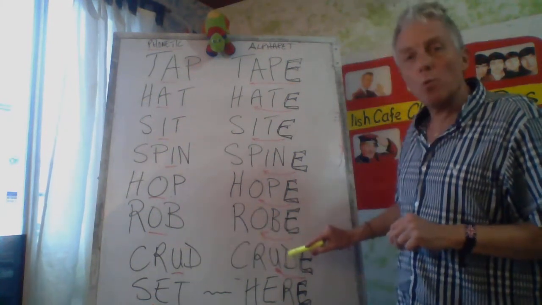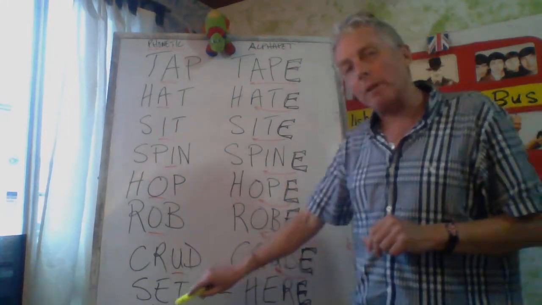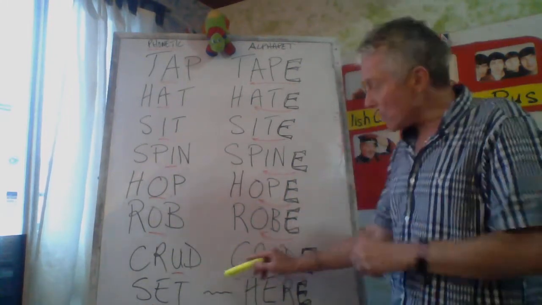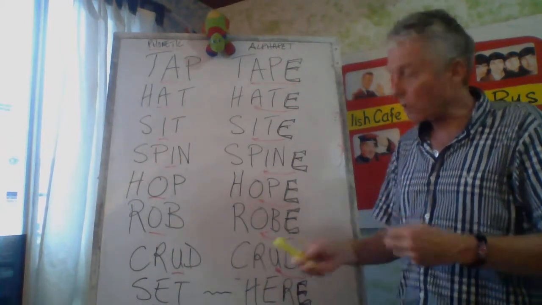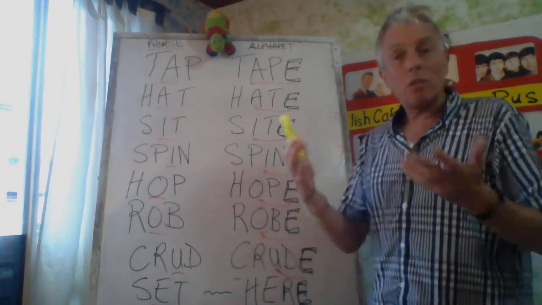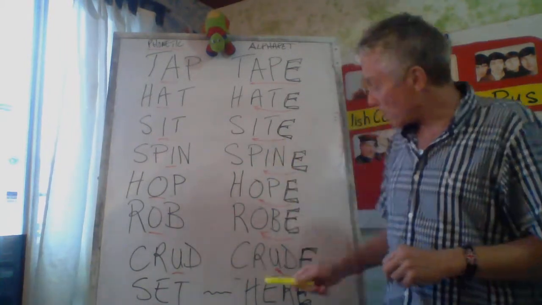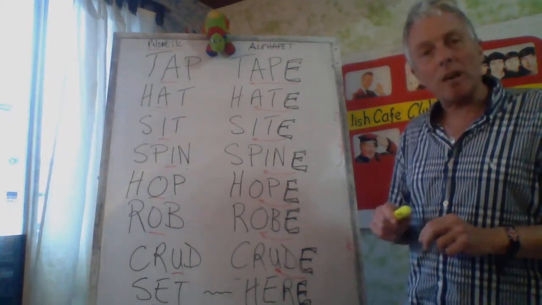And finally, I don't have an example of just adding an E, but these final two here give you an example of how you pronounce the letter E. So set, S-E-T, just the phonetic sound E, set. And here, with the E sound.